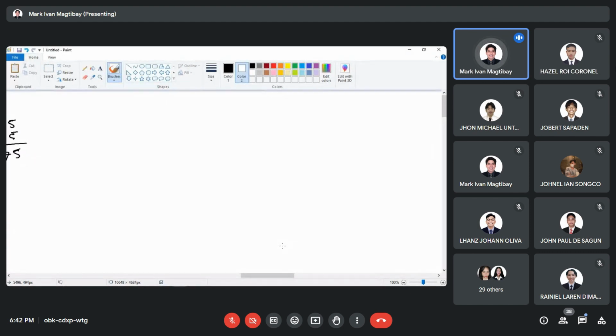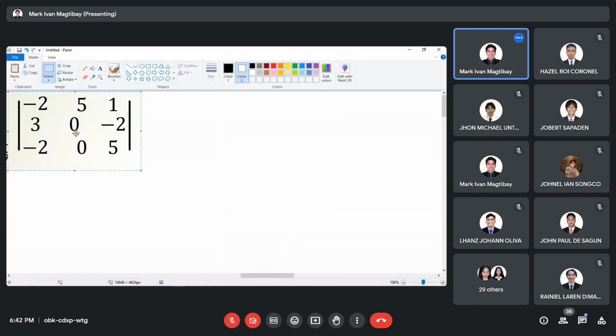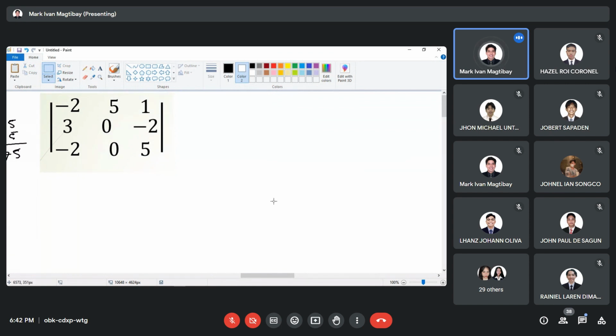Para dun sa mga nag-second method po. So, let's say, ang pinili ko po is row 2. Bakit po row 2 ang pinili natin? Kasi kapag po tayo magbe-breakdown into smaller matrices, piliin po natin yung medyo mababa po yung magiging multiplier natin, and then yung pinakamadami po zero.